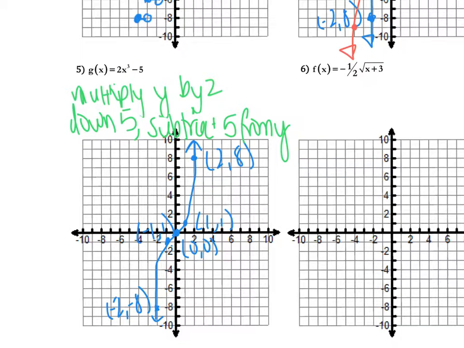Okay, so let's go ahead and take a look at that very first ordered pair. I'm going to multiply the y value by 2, which is still just going to be 0, and then I'm going to subtract 5 from it. So my next ordered pair is 0, negative 5.